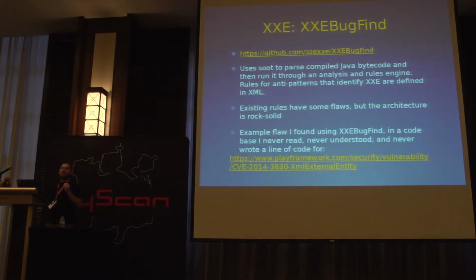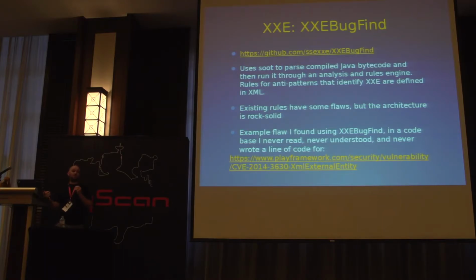XXE flaws are so easy to find in the Java world, so easy. And there's a really, really good tool for it if you don't have the source code. If you have the source code, just grep, really easy. If you don't, there's XXE Bug Find, which basically does the same thing, but it works on compiled Java bytecode. It compiles that to an AST, and then walks through the tree, matches patterns, and the really cool thing about it is that the pattern matching is decoupled from the way that it analyzes the bytecode. So you can write your own rules.